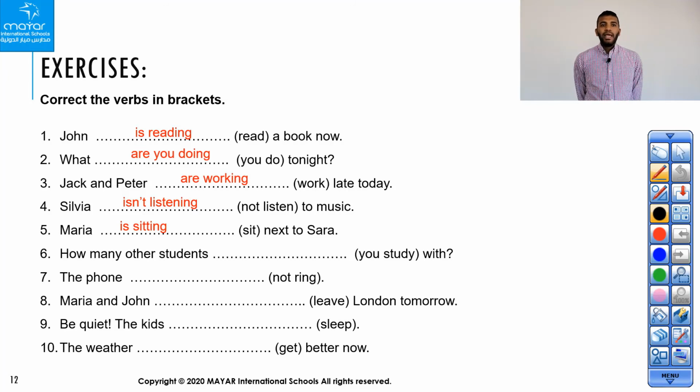Number 6, how many other students you study with? I'm asking about you right now, the number of the students that you're studying with. So the answer, how many other students are you studying with? And notice that are is before you because it is interrogative form. It is the question. Number 7, my phone not ring. My phone is not ringing.